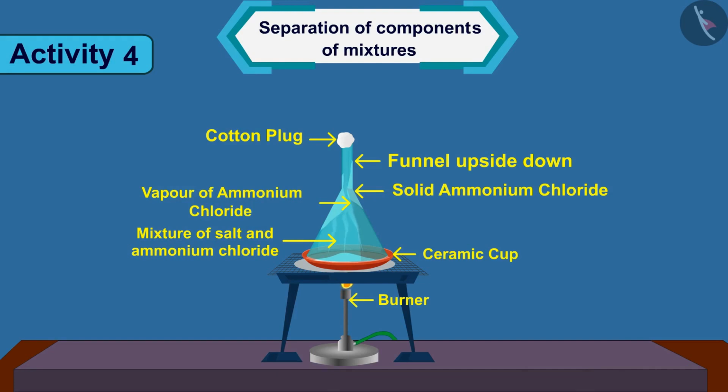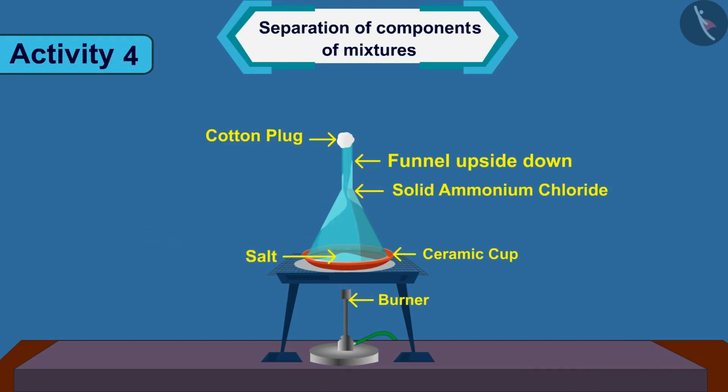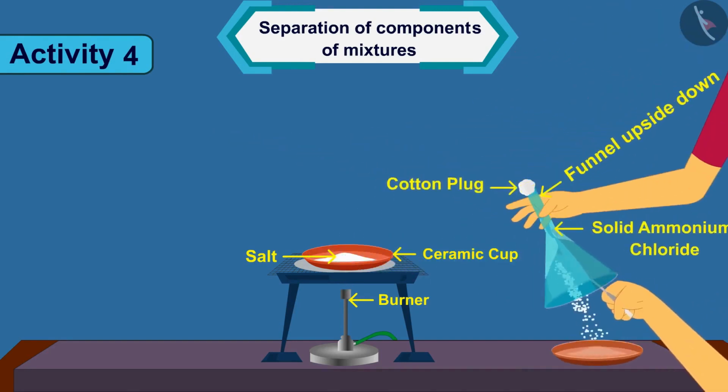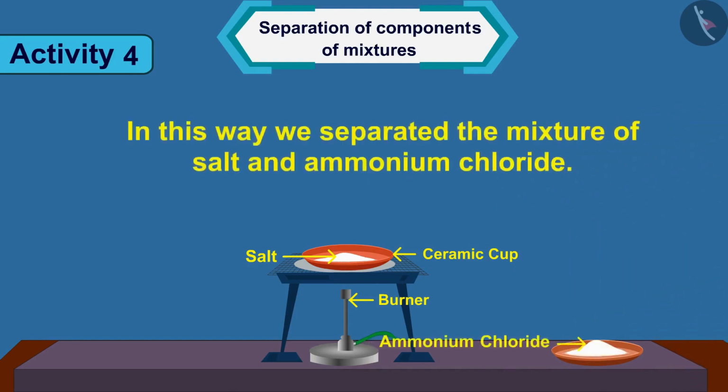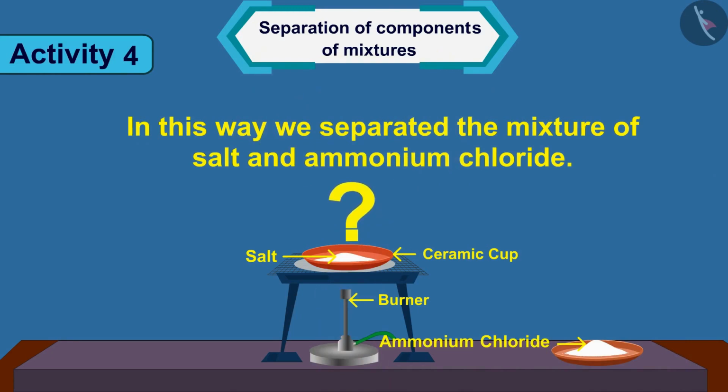Now, turn off the burner and scratch out the solid ammonium chloride in a bowl. In this way, we separated the mixture of salt and ammonium chloride. But how was this possible?